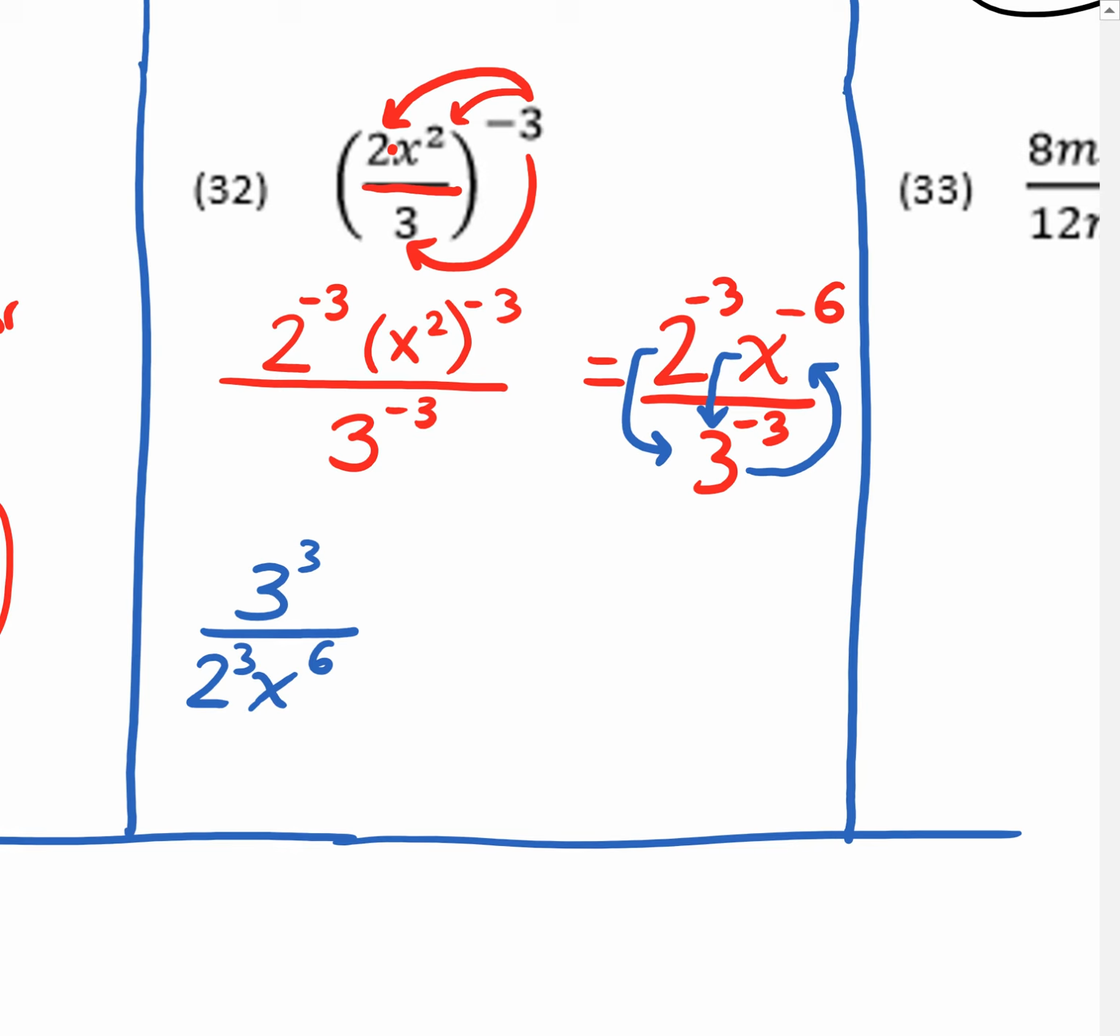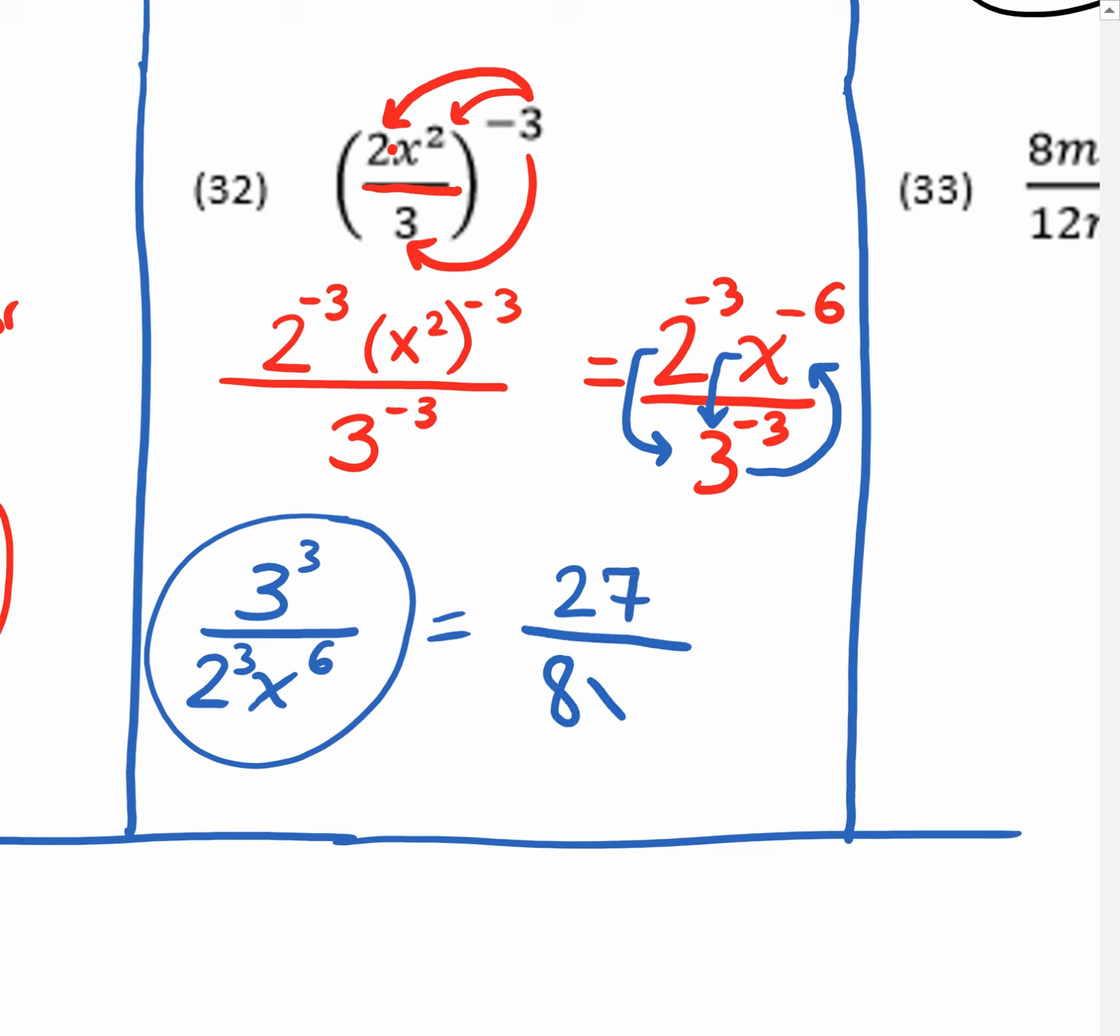Alright, and then this is where I think it's okay to leave it like that. Or, since 3 to the 3rd and 2 to the 3rd aren't really that big of numbers, you can multiply those out. 3 to the 3rd is 3 times 3 times 3, which is 27. 2 to the 3rd is 8, because that's 2 times 2 times 2. And then x to the 6th, of course, we can't simplify that because we don't know what x is. So there, I think either one of those I'd be happy with.